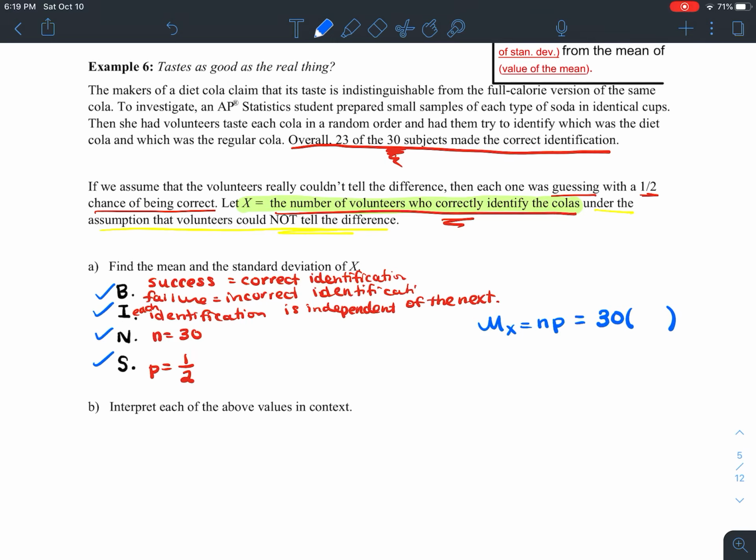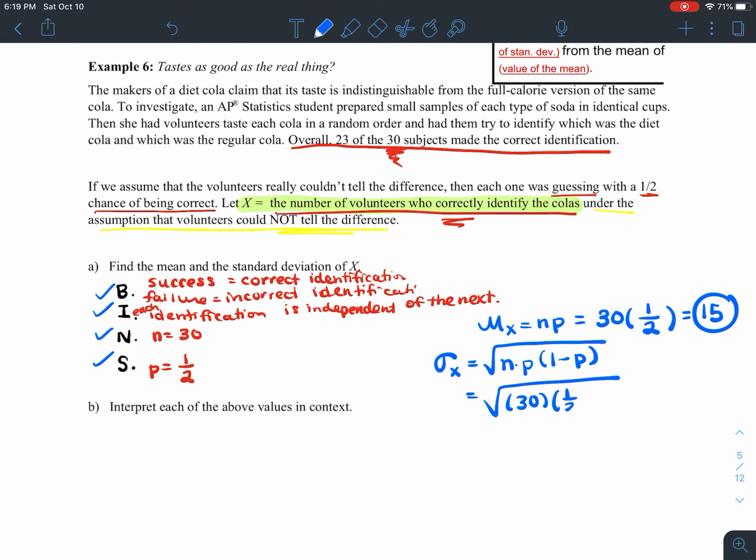You would plug in the number of trials, the 30, you would multiply it by whatever the probability of your success is, and that's going to give you the correct proportion out of that total number of trials that you would expect to be a success. Okay, and so obviously we would expect 15 correct identifications. When it comes to our formula for the standard deviation, it's the square root of the number of trials times the probability of a success times the probability of a failure. Okay, this is what we're getting for our standard deviation.